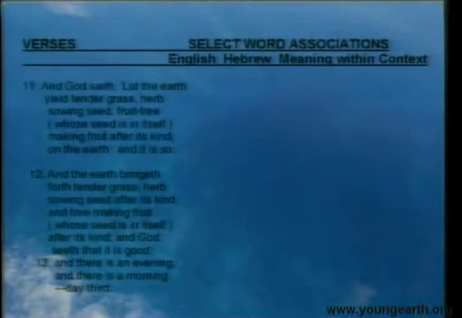God says, let the earth bring forth what? Tender grass and the herb and sowing seed and fruit trees, whose seed is in itself, making fruit after its kind on the earth, and it was so. So all the vegetation now is being completed what? End of the third day. All right? The earth was bringing forth tender grass, herbs, sowing seed after its kind, whose seed is in itself, and God sees that it's good.